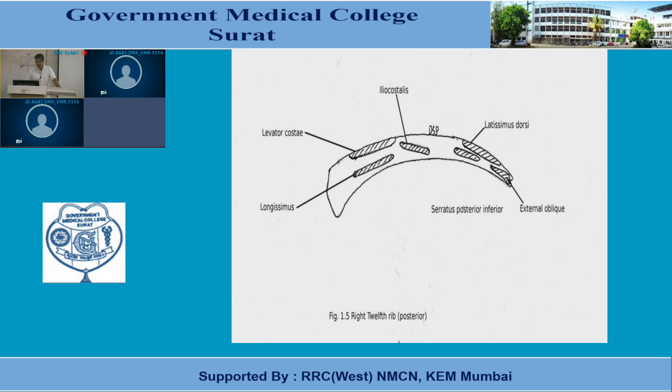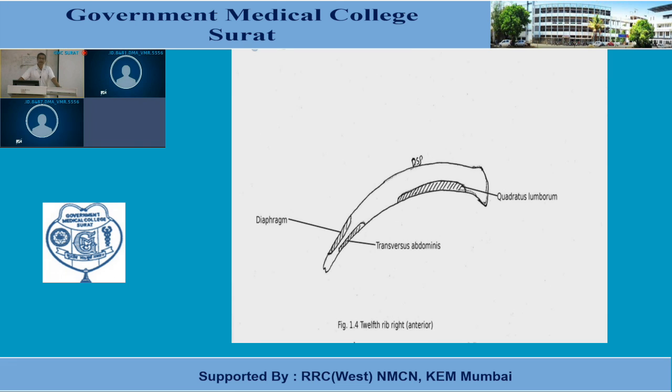Now in relation with the anterior surface of the 12th rib, in the medial part, there is the costodiaphragmatic recess of pleura. This relation is more important. There is the presence of the costodiaphragmatic recess of pleura. Now we have covered all these 12 ribs.